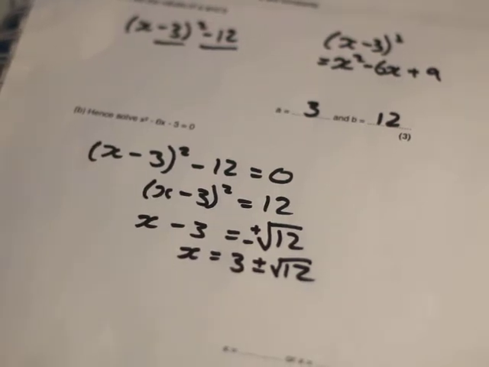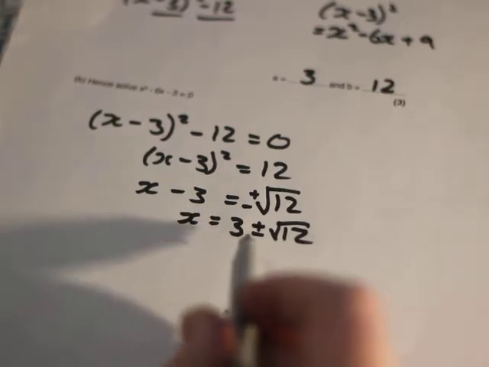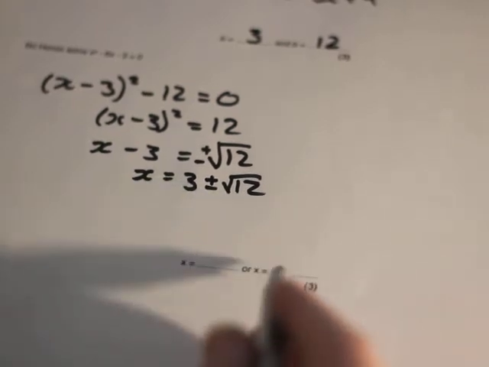Right, you can work out those two numbers on your calculator. I'm not going to do that, but you would do 3 plus root 12 and put your answer in there, and 3 minus root 12 and put your answer in there.